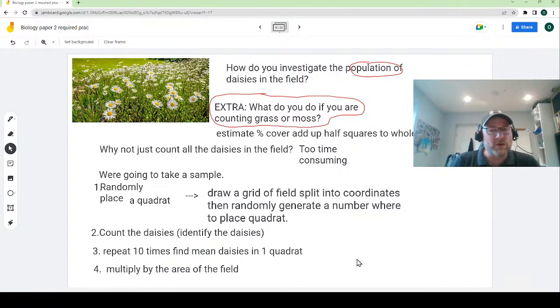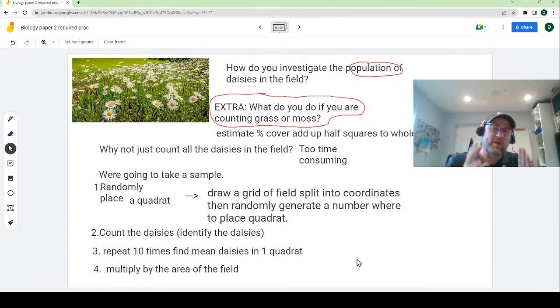Now, if you wanted, you could go into depth on how you're going to randomize it and how you actually do that. You could say make a grid, numbers, pull a number out of a hat. So put pieces of paper in a hat, pull a number out. You could say use your calculator, random number generator. Or if you can't be bothered with any of that, you can say shut your eyes, spin around and throw the quadrat. Literally, as long as you've mentioned a method of randomizing it.